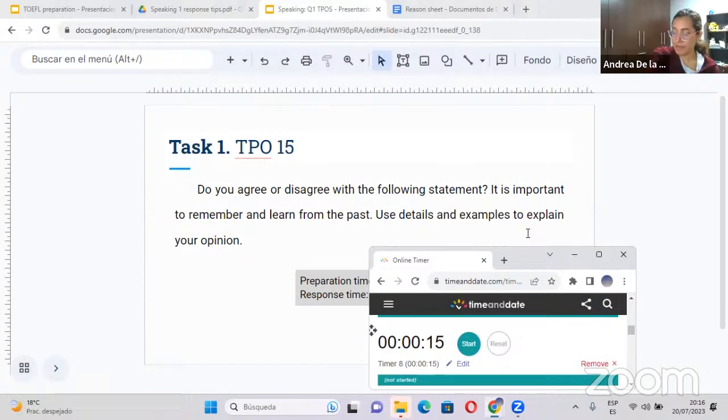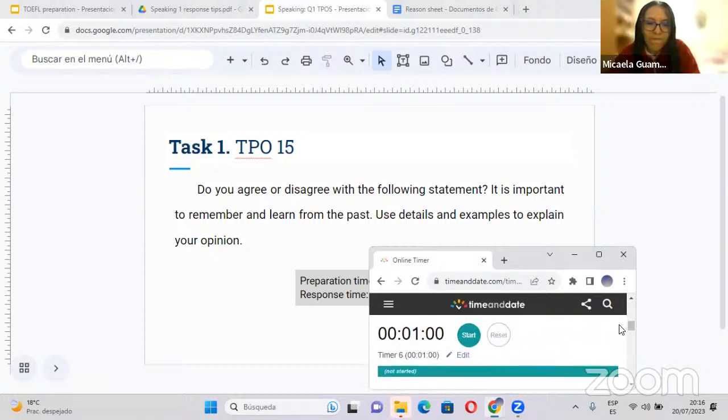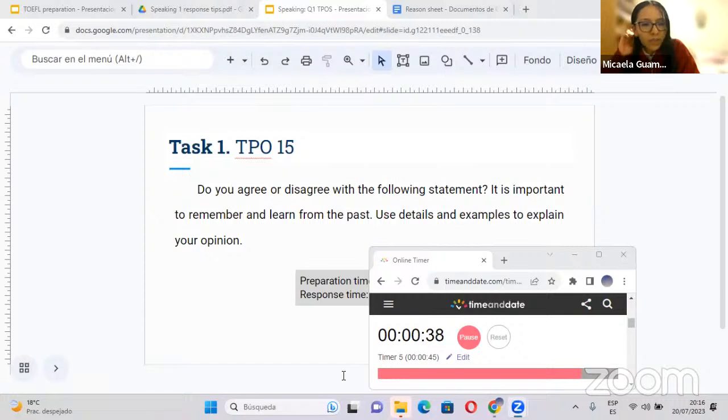So maybe Micaela, do you want to go first? Okay. Go ahead, please. I strongly agree that it's important to remember and learn from the past, since when you do that, you can't make the same mistakes. For example, or for instance, when I was at school, I didn't pay attention to my teacher, and I failed my exam, and then in the next exam, I paid more attention and I passed.